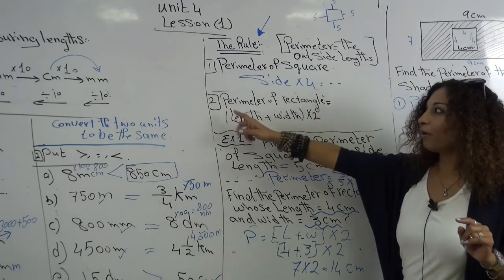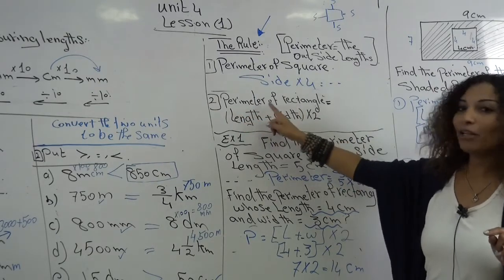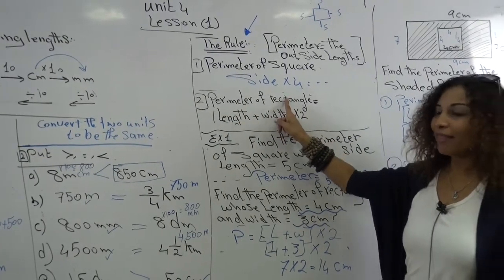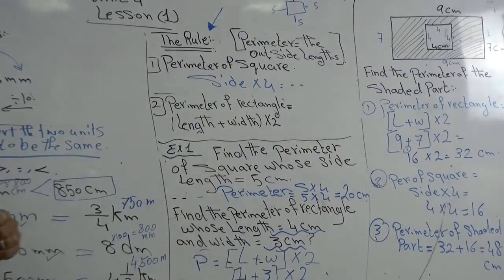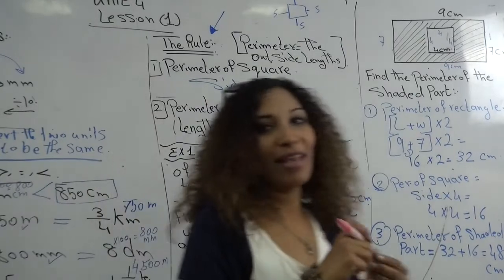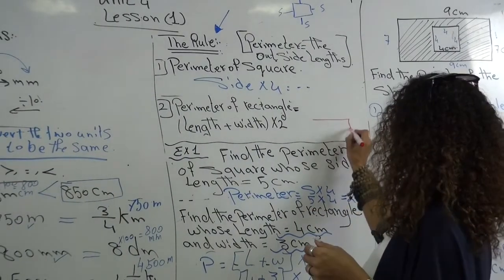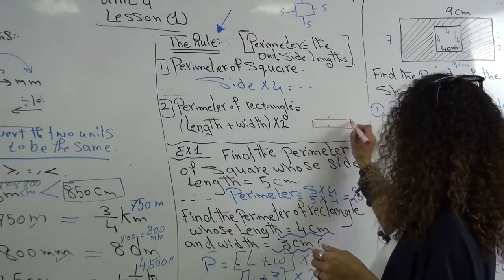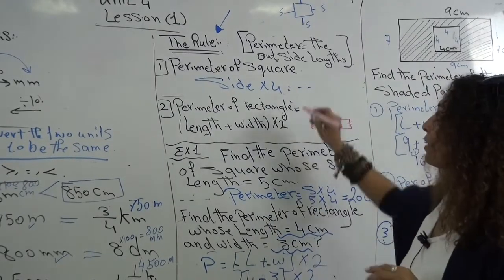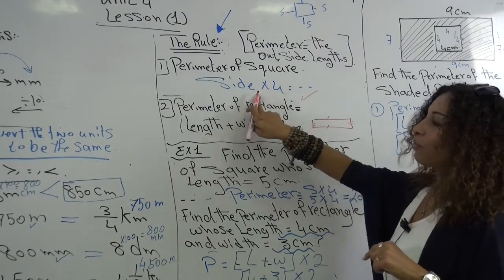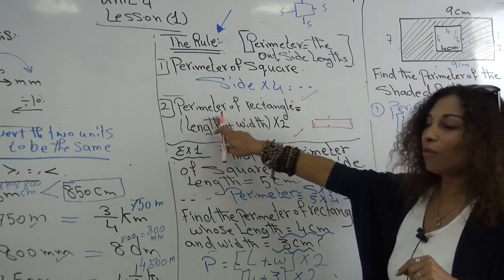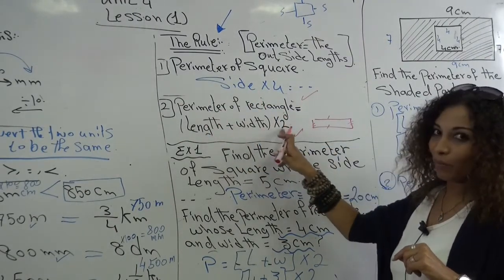And then what about the perimeter of a rectangle? Perimeter of a rectangle equals length plus width, multiply 2. Why? Because the rectangle has 2 lengths and 2 widths. This is the lengths and the widths. So these are the 2 rules: side times 4 for the perimeter of a square, and the perimeter of a rectangle equals length plus width multiplying 2.